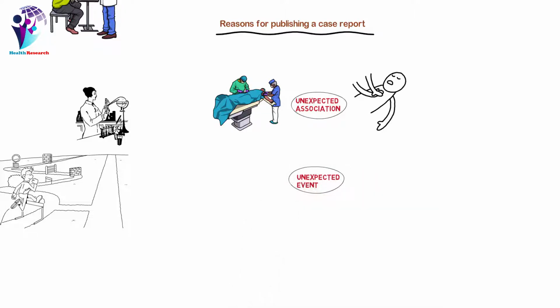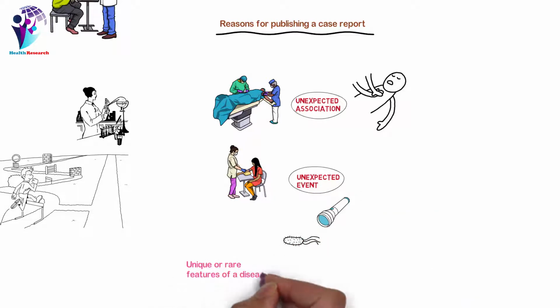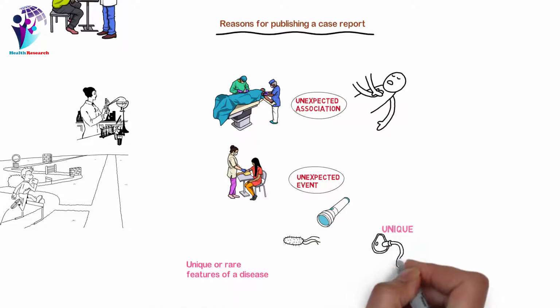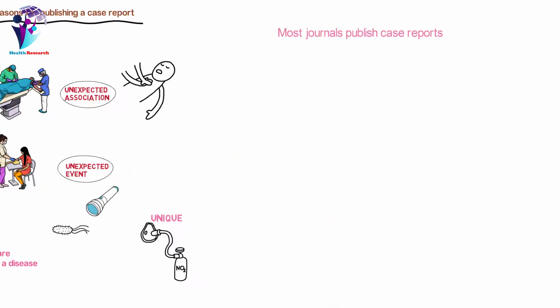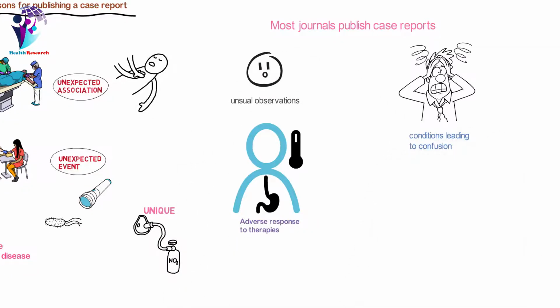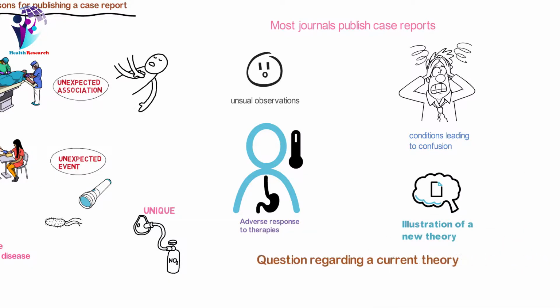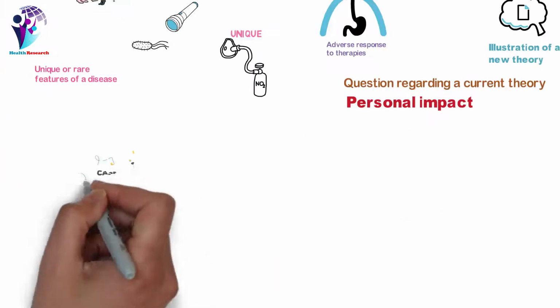The most common reasons for publishing a case report are an unexpected association between diseases or symptoms, an unexpected event in the course of observing or treating a patient, findings that shed new light on the possible pathogenesis of a disease or an adverse effect, unique therapeutic approaches, variation of anatomical structures. Most journals publish case reports that deal with one or more of the following: unusual observations, adverse response to therapies, unusual combination of conditions leading to confusion, illustration of a new theory, question regarding a current theory, personal impact.